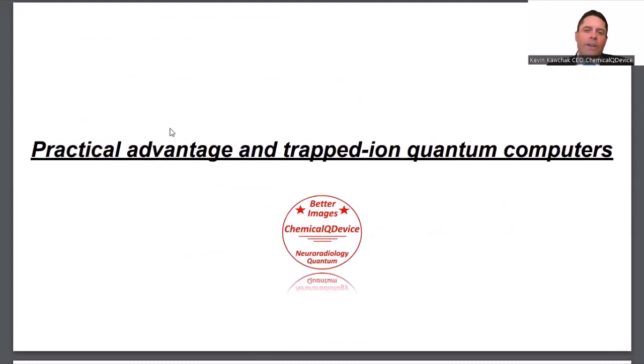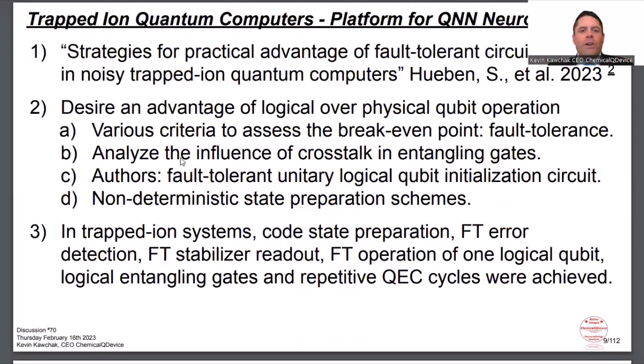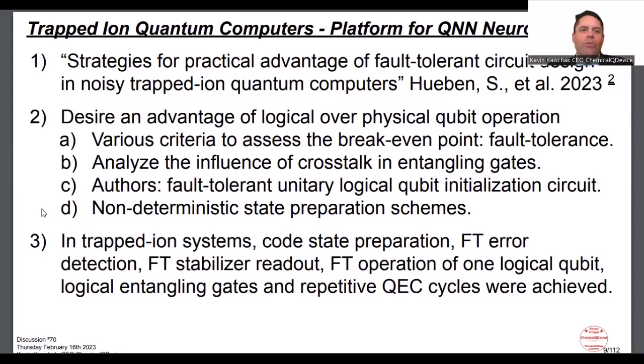Now, this paper is very specific, I've read it, but it's to get this advantage of logical over physical qubit operation, which is a goal right here. And there's various criteria to do that with fault tolerance, analyzing crosstalk, fault tolerant unitary logical gate. And then these at the bottom are the ones that have been achieved. FT, so fault tolerant error detection, FT stabilizer readout, fault tolerant operation of one logical qubit, logical entangling gates, and repetitive QEC cycles.